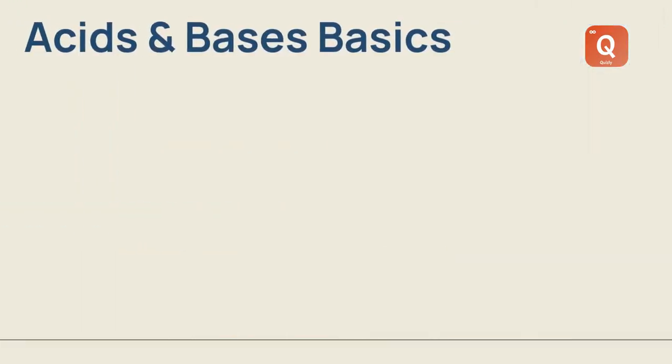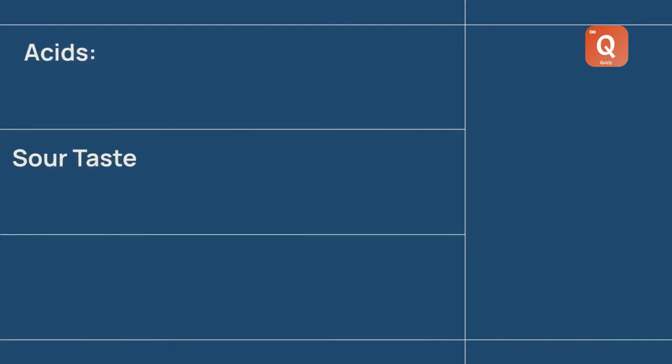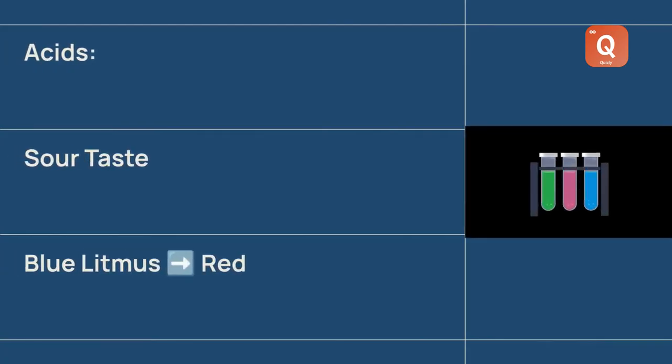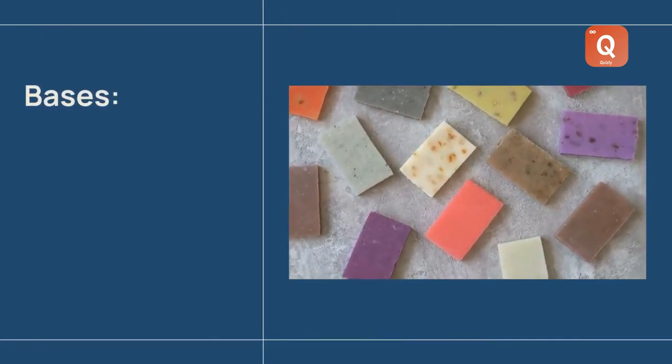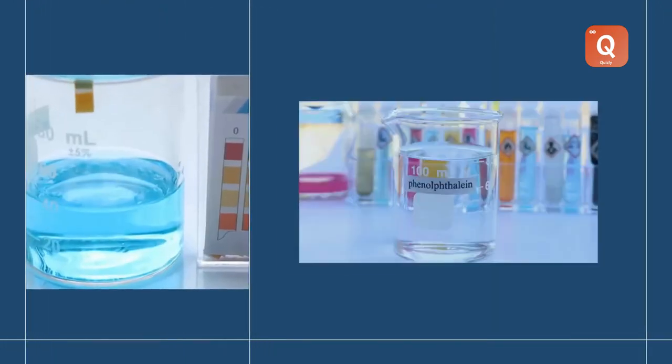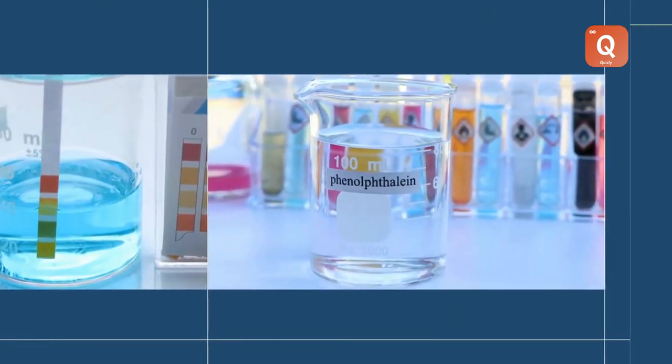First, let's nail down the definitions of acids and bases. Acids are sour to taste and turn blue litmus paper red. Bases are bitter, feel soapy, and turn red litmus paper blue. Remember, indicators like litmus and phenolphthalein help us identify them safely.